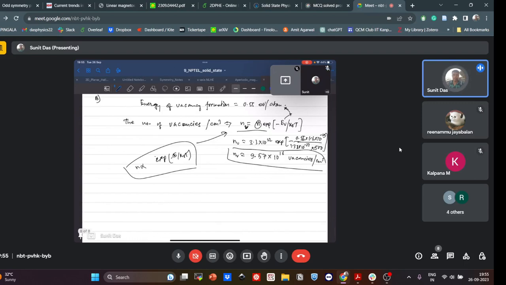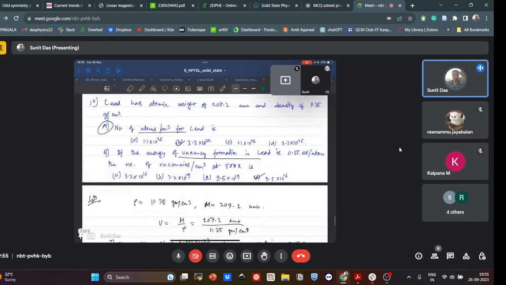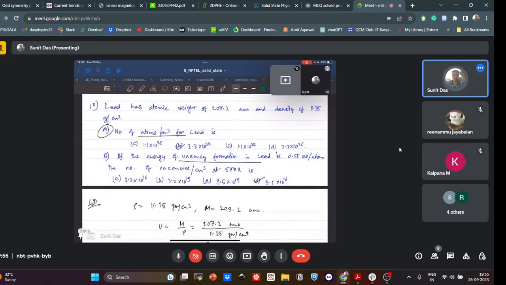Okay, so this was the last problem for today's session. In the next session, I will solve a few problems on the thermal properties of metals, and then maybe a few initial problems on magnetic properties of materials.